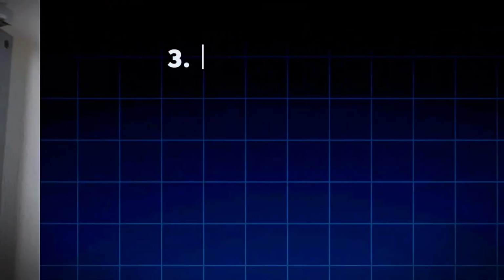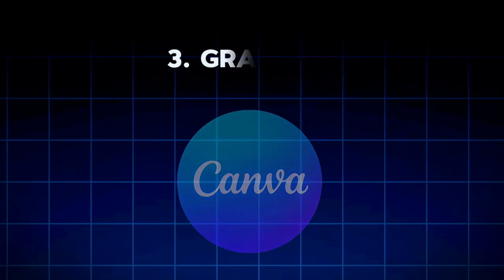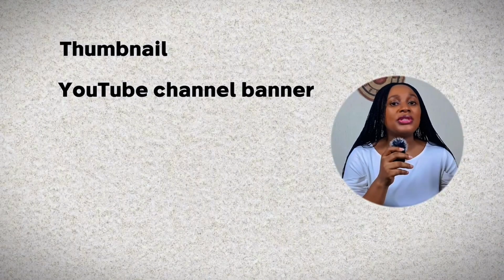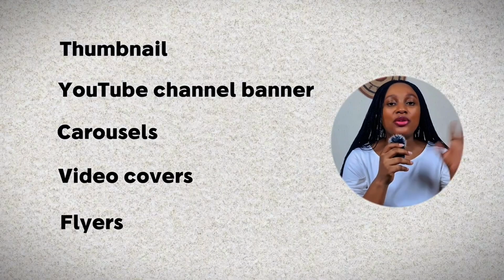At number 3, we have graphics. And for graphics, all you need is Canva. Canva is a very good beginner-friendly app that you can use to generate your graphics, like your thumbnail, your YouTube channel banner, your carousels, your video covers, flyers, and all of that. This app is so good and highly underrated, if I may say.